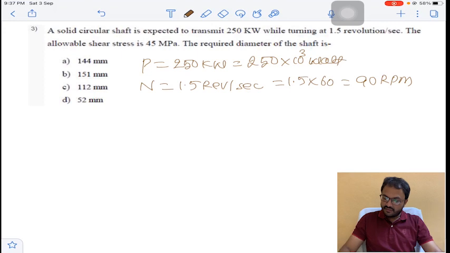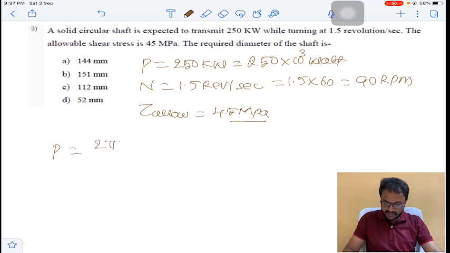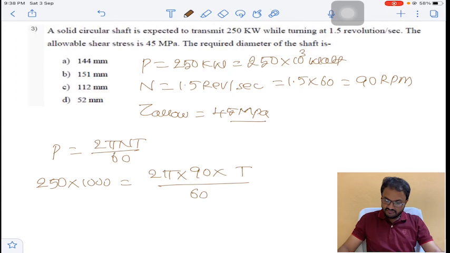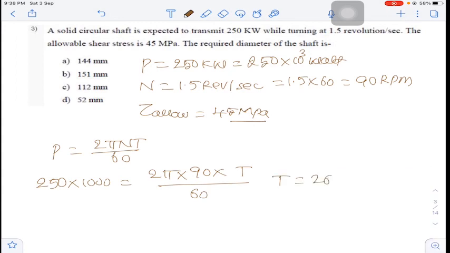And maximum tau allowable is 45 MPa. So the diameter of the shaft required is, you know, one formula P is equal to 2 pi NT divided by 60. So power P he has given as 250 into 1000, 2 pi N is 90. T he has not given, we need to calculate. So we will get T as 26525.82 Newton meter. So this is the value of T.